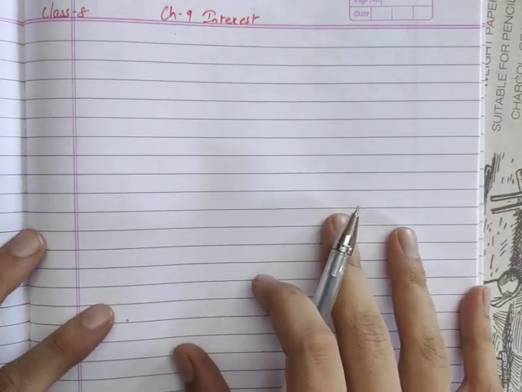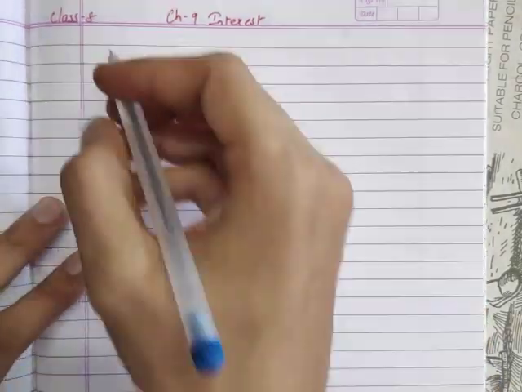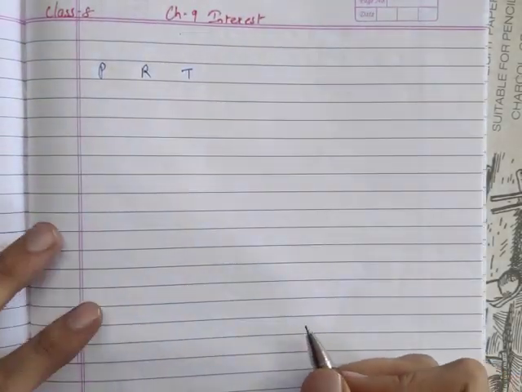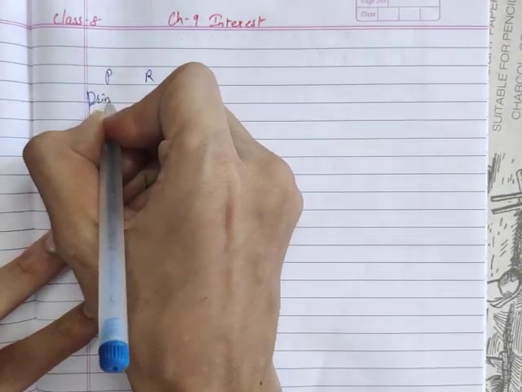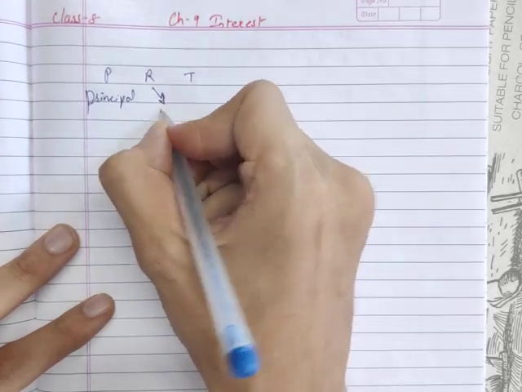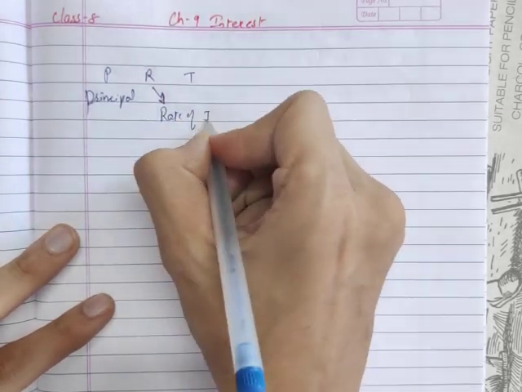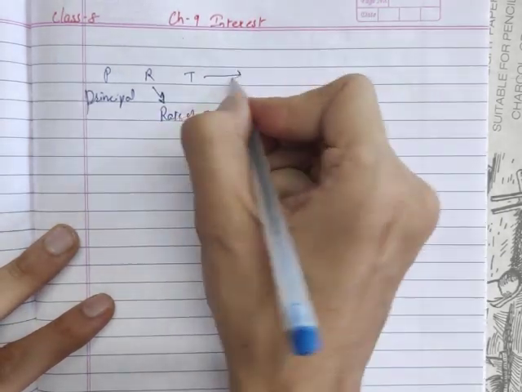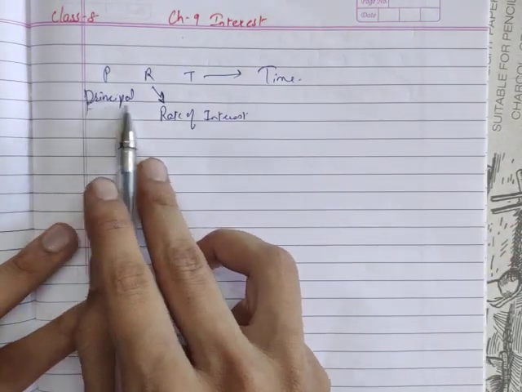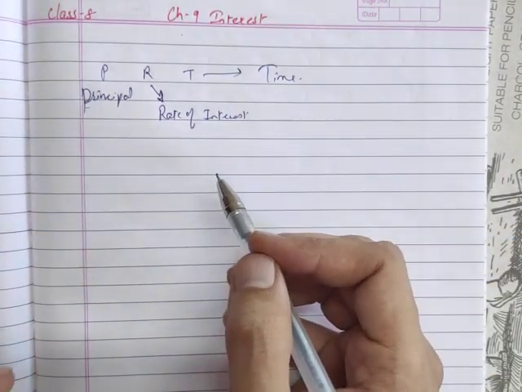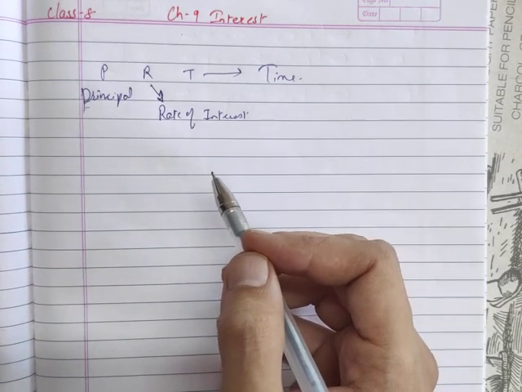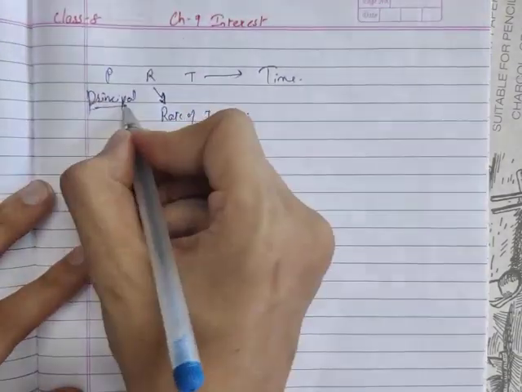To understand that, we have to understand few basic terms. There is something called as P, then R, then T, where P means principal, R means rate of interest, and T means time. Now what is principal? Principal is that money that you borrow or you give to someone. For example, in case of bank, you took 1000 rupees, that means that principal is 1000 rupees.